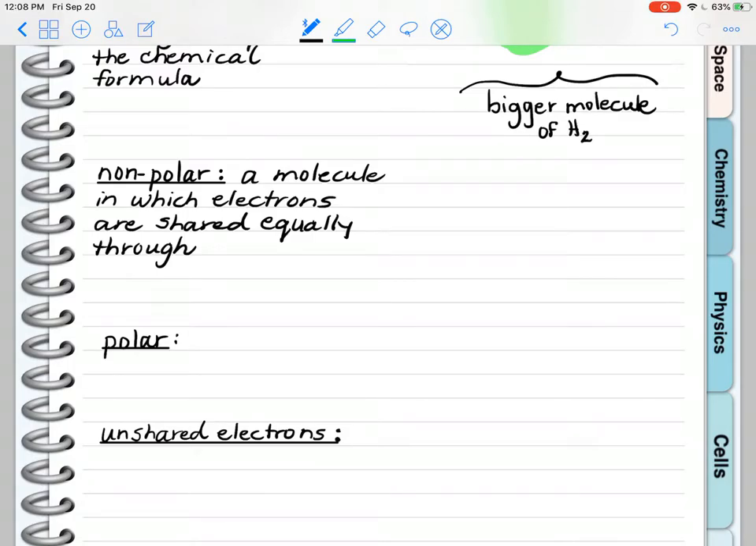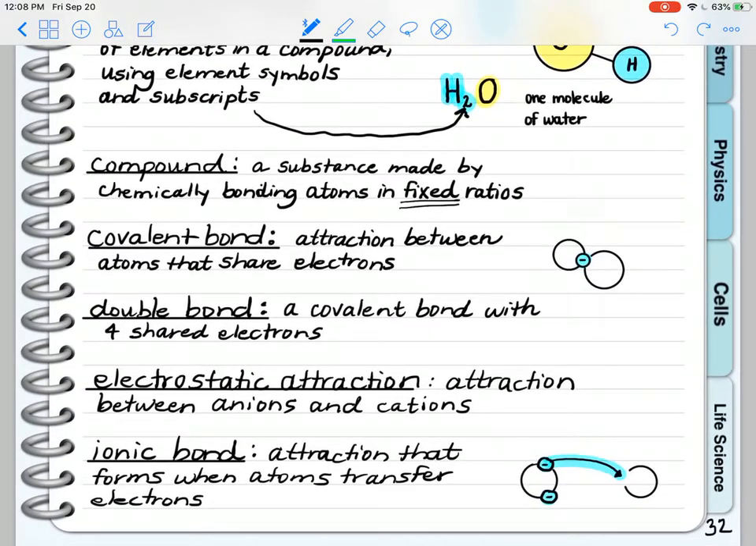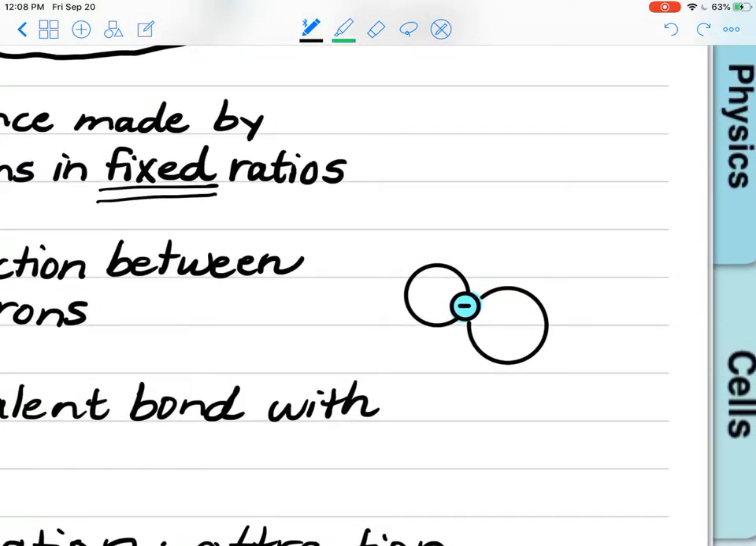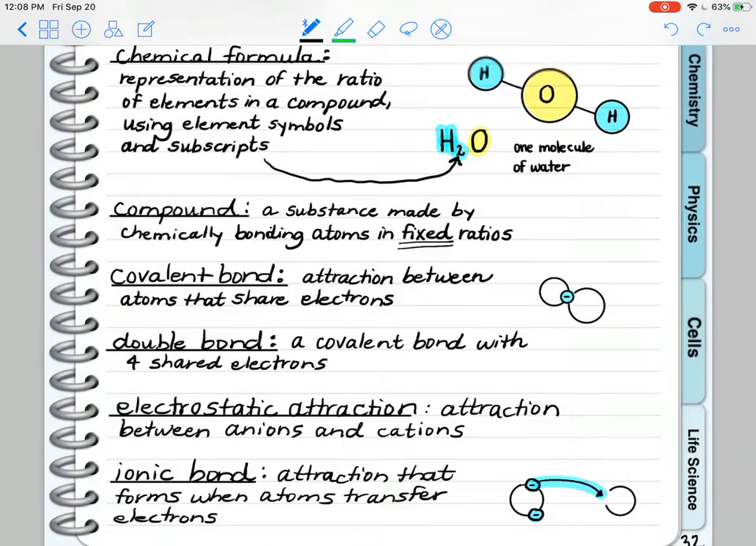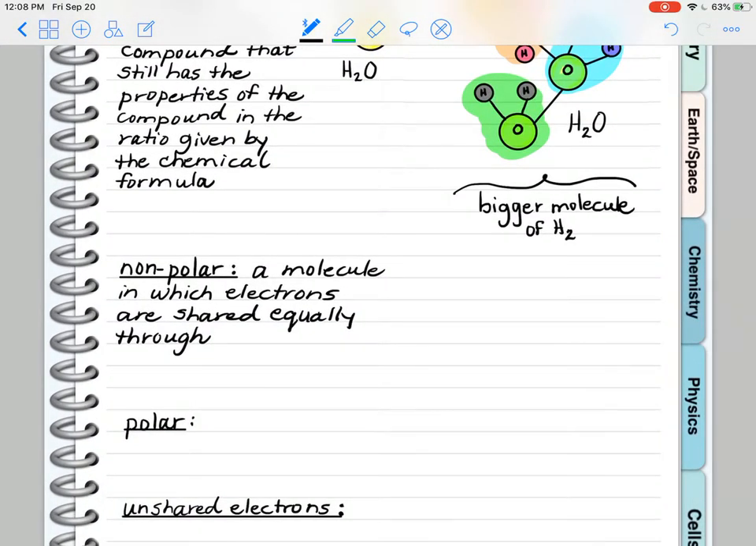When you share electrons, that is this kind of bond. So it is a covalent bond. Nonpolar is covalent bonded. The key, though, is that they are shared equally. Nonpolar is shared equally.